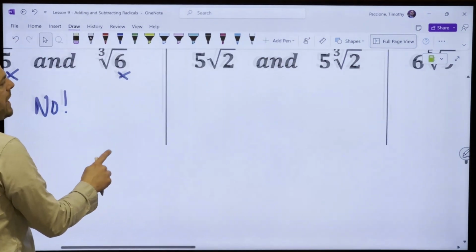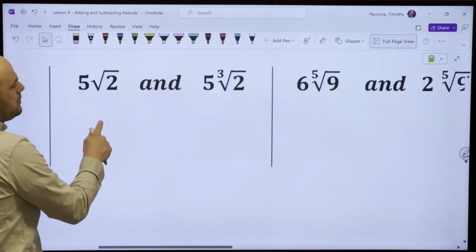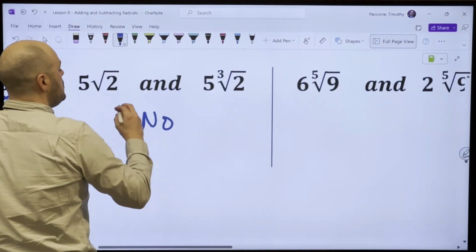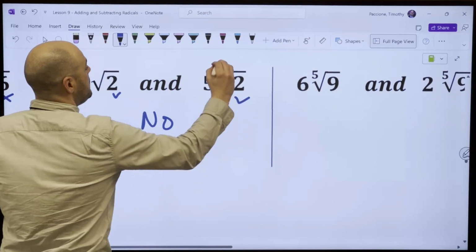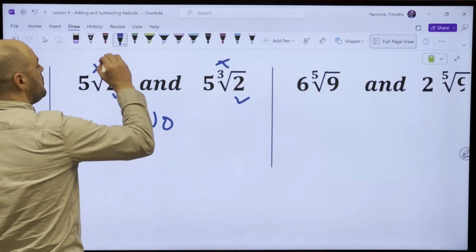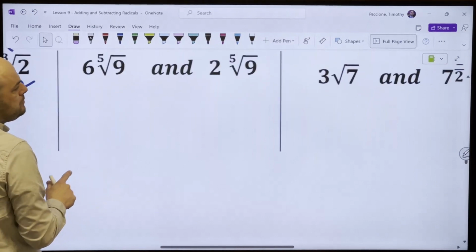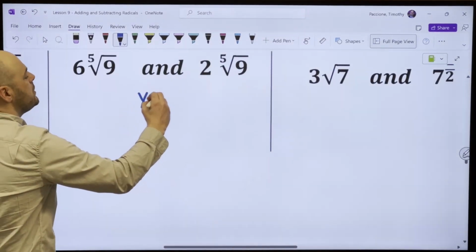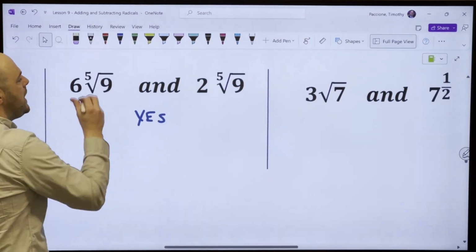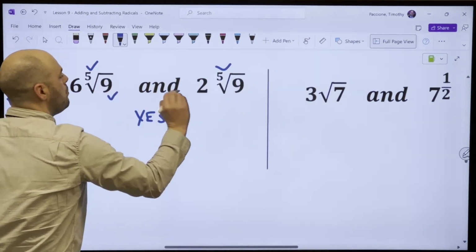Okay? How about over here? No. Not the same root. Same radicand, but not the same root. I got 2 and a 3, right? What about here? Yes. Yes, very good. Everything works out fine. I got boom, boom, boom, boom.